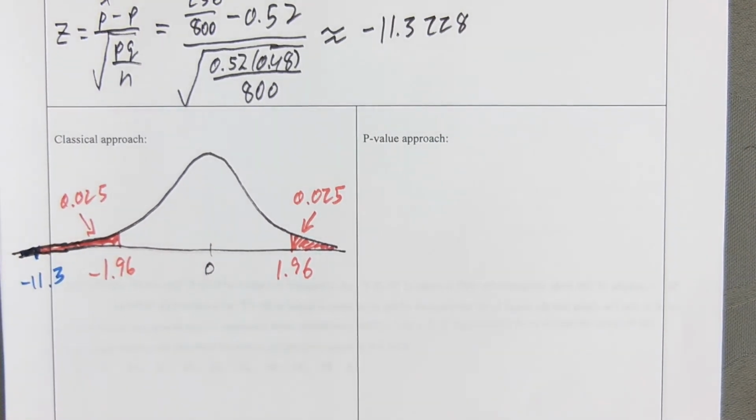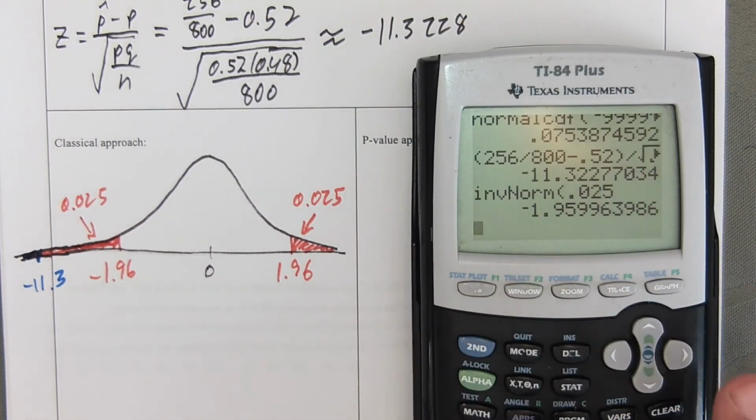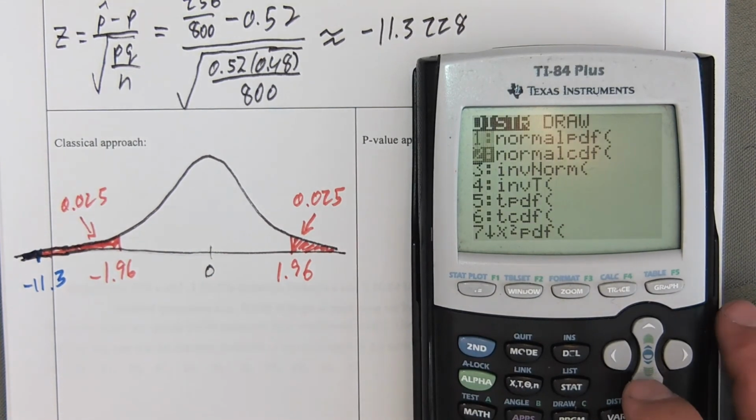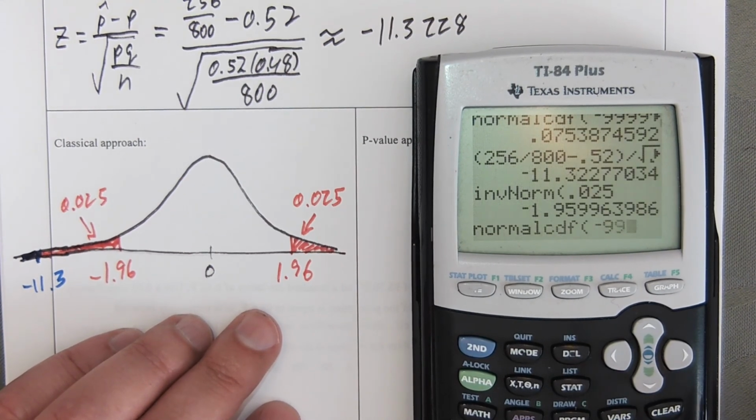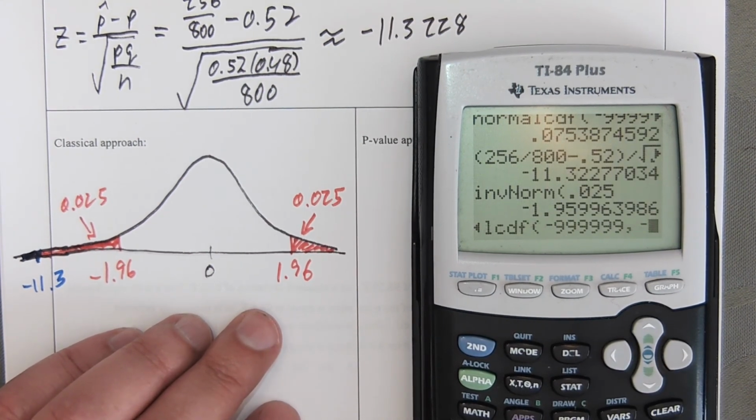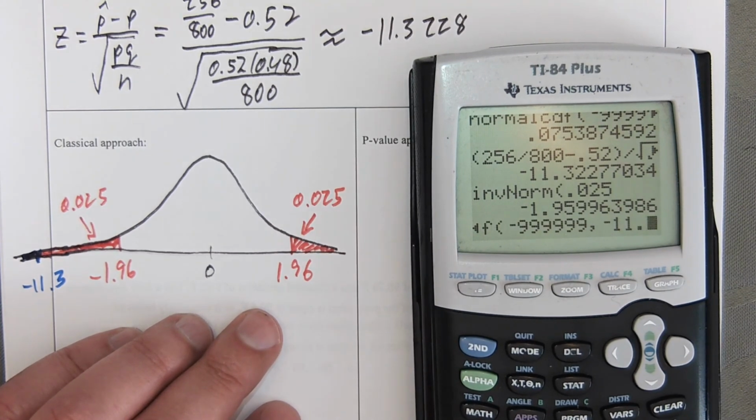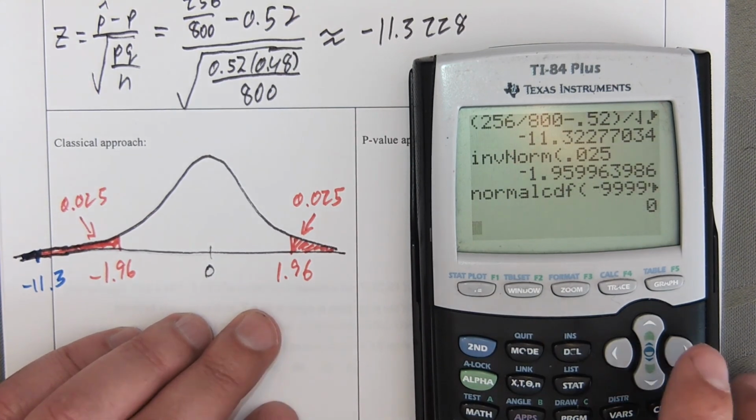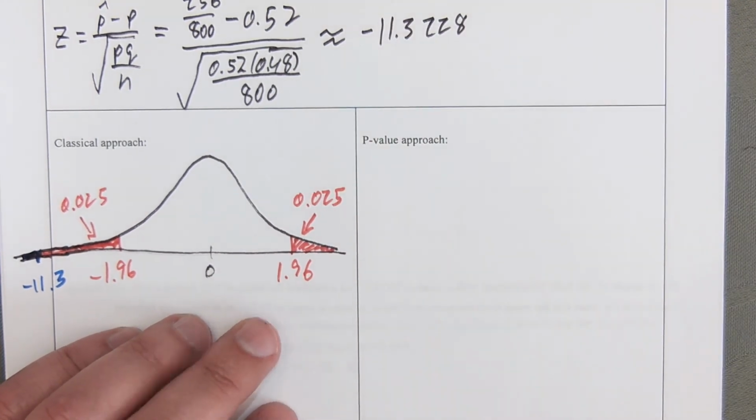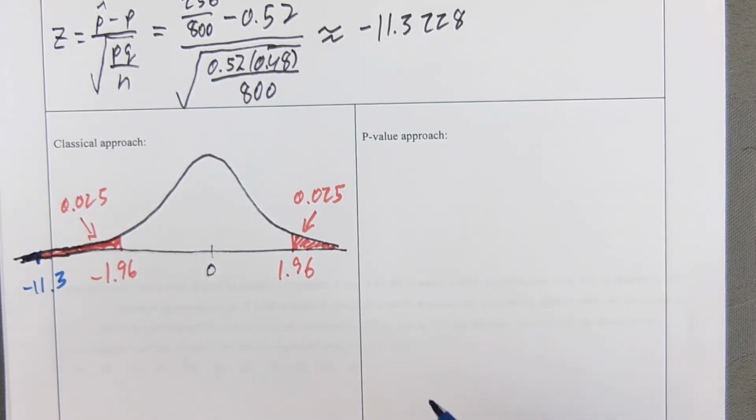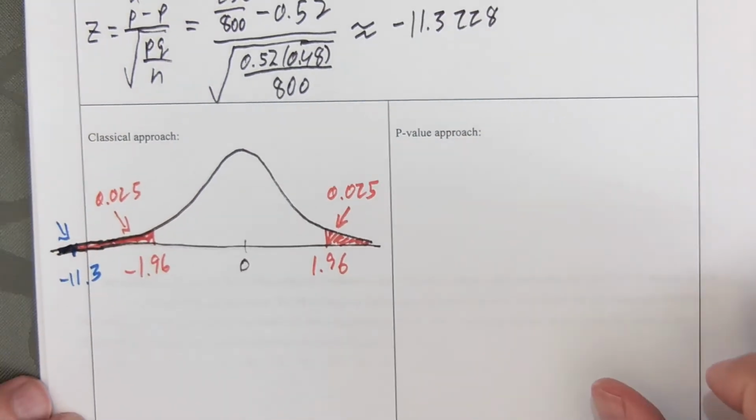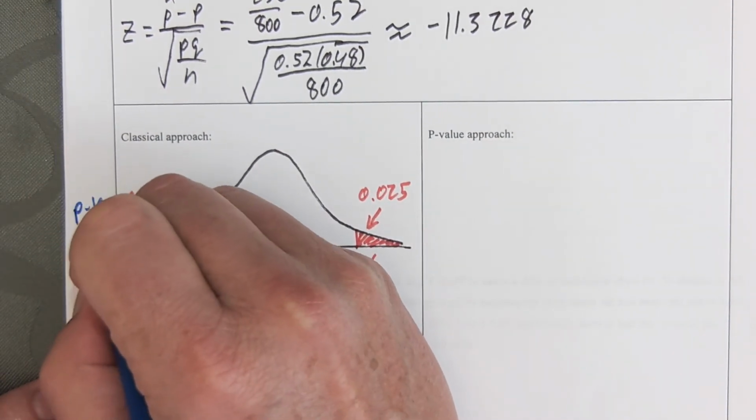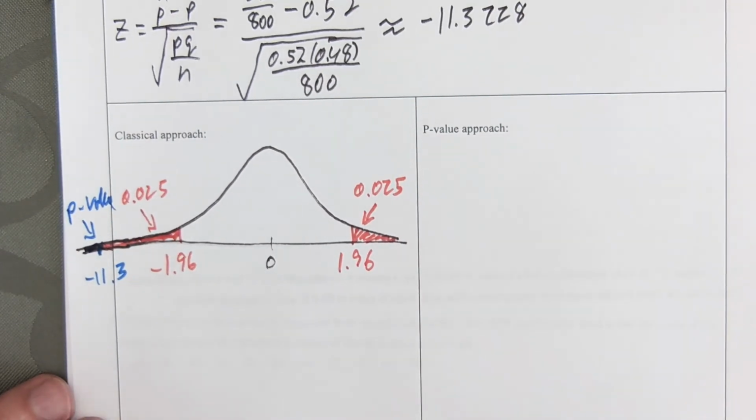And you can clearly see. In fact, when we do the p-value for this one, I'm guessing it's basically going to say 0. So here, negative 99999, comma, negative 11.3228. And it can't even calculate it, so it just says 0. That's how small the p-value is. So I actually did both approaches here. So p-value, and it's basically 0.